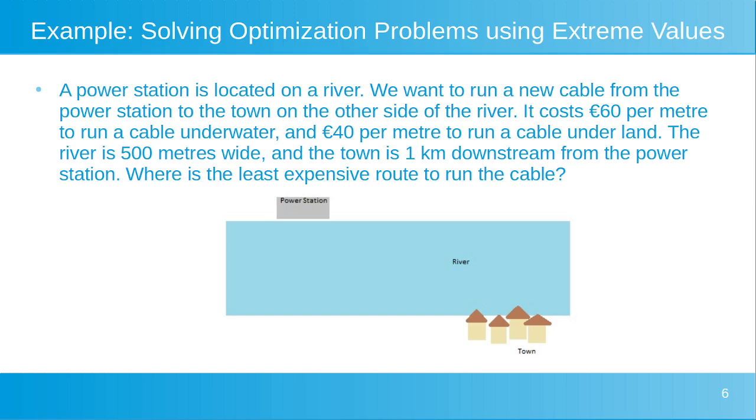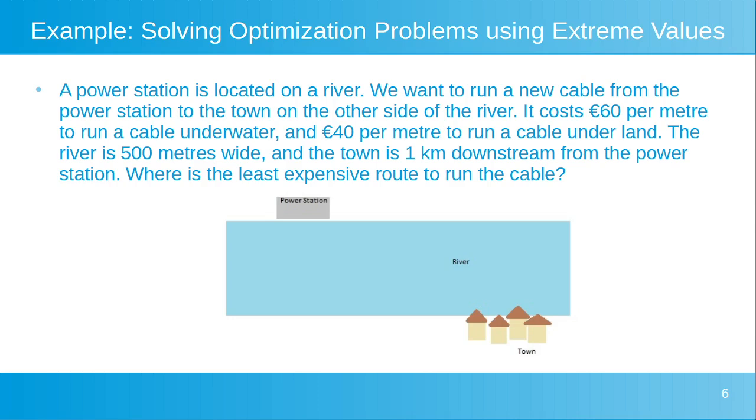We've got a river highlighted in blue, and on one side of the river we've got a power station, that grey building, and on the other bank of the river and downstream we've got a town. And if I direct your attention to the text, we can see that there's a power station located on a river, and we want to run a new cable from the power station to the town on the other side of the river.